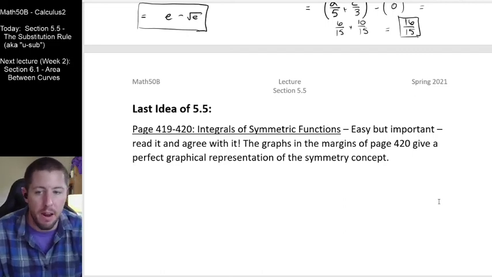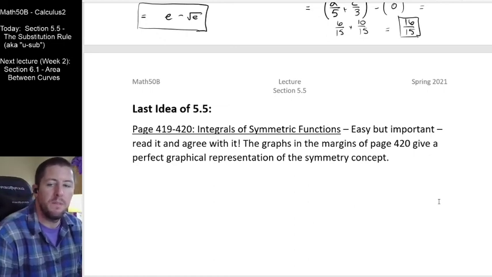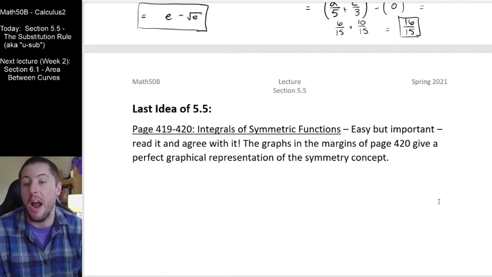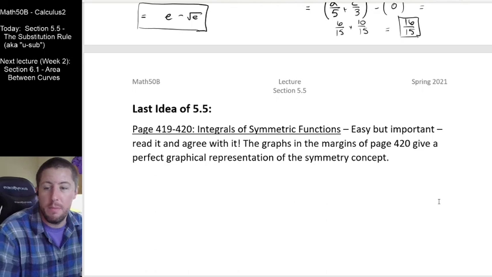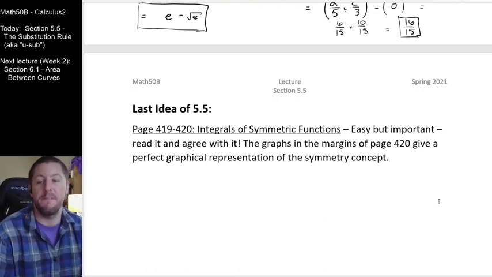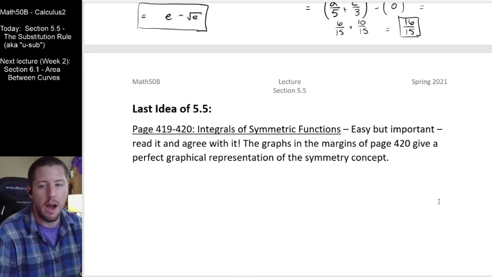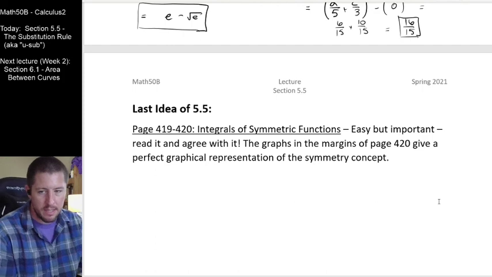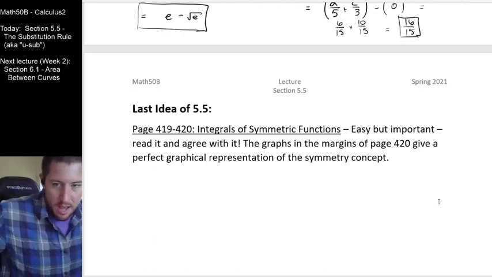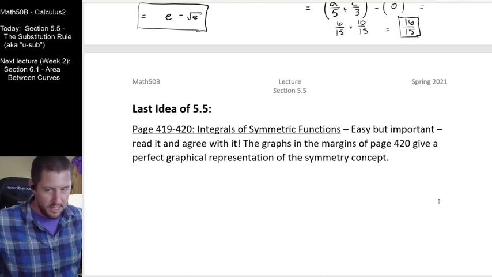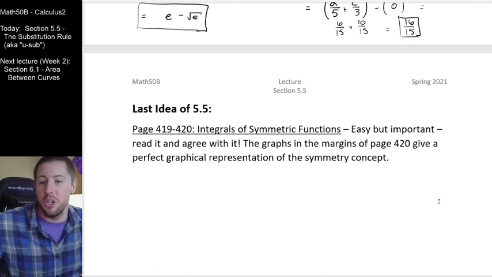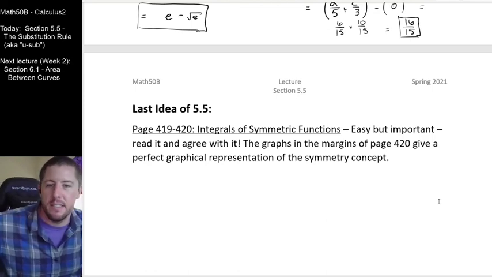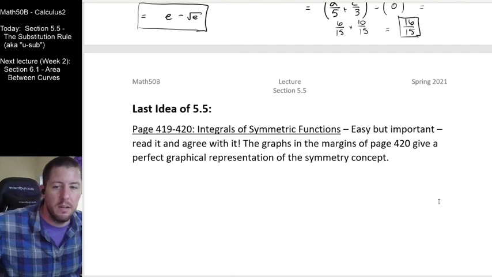And I will, as my final thing, I'll say, they introduce this idea on page 419, but then on page 420, in the margin of the page, they show a graph of each of the two symmetries that they want you to be able to see. And I think that these ideas are by far most easily seen just with a good picture. So make sure that you just look at those pictures on page 420 and see the two symmetries that they are discussing so that you can get some easy answers. These symmetries are just trying to make your integrals easier. So this is a pretty easy idea, but it's important, so don't skip it. So make sure that you've read that stuff in section 5.5, the last idea, the two types of symmetries that we experience with integrals there, important stuff.